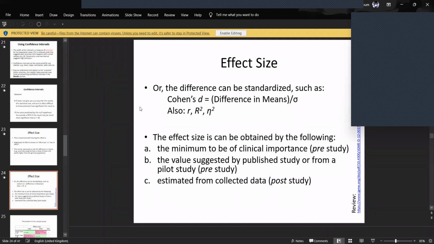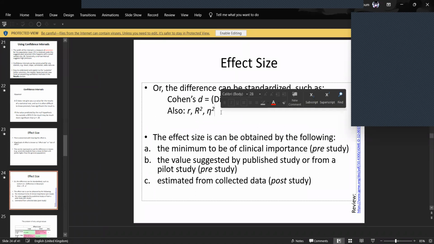And so what you can do is a whole bunch of fancy maths, such as Cohen's d, which is the difference in mean divided by the standard deviation, or you could do a whole bunch of other stuff. But the point is that, hey, you would want to find the effect size.